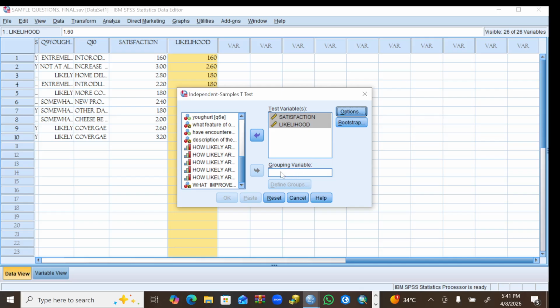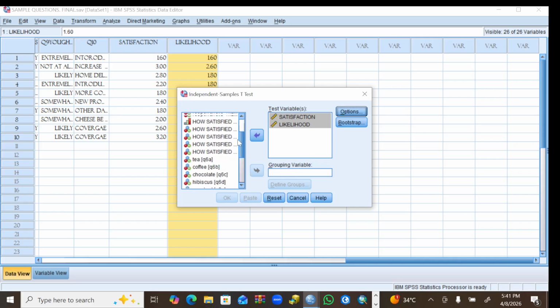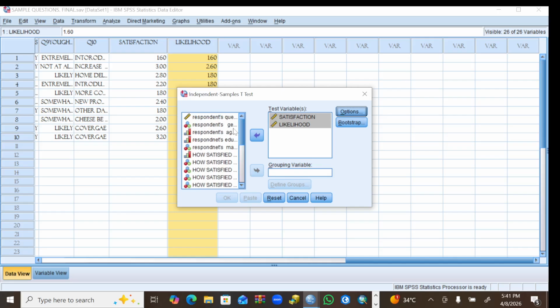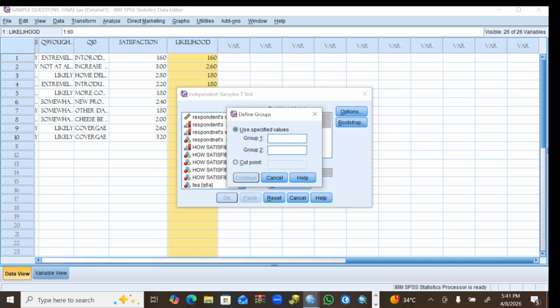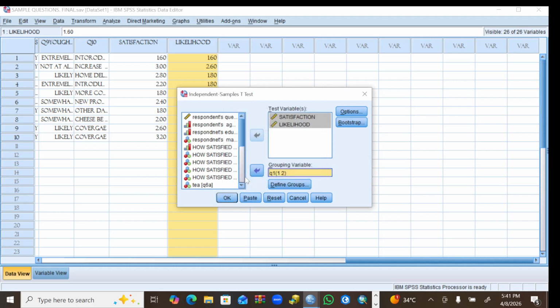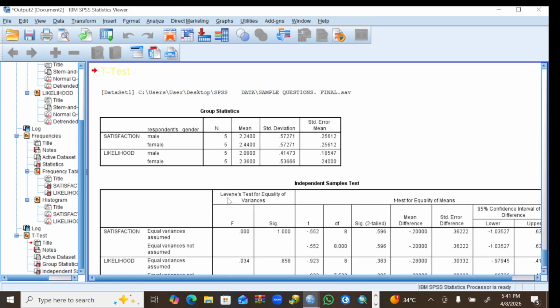What is very important here again, you move your gender here. You have your gender, I move it to this grouping variable, and immediately it's asking you about the grouping of the gender. You remember we said one was male and two was female. Then we say continue. Say continue. Okay. Then you say okay.